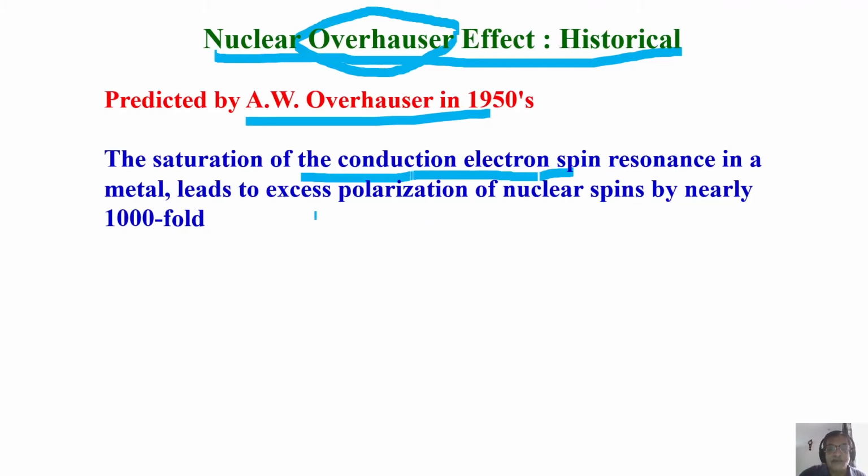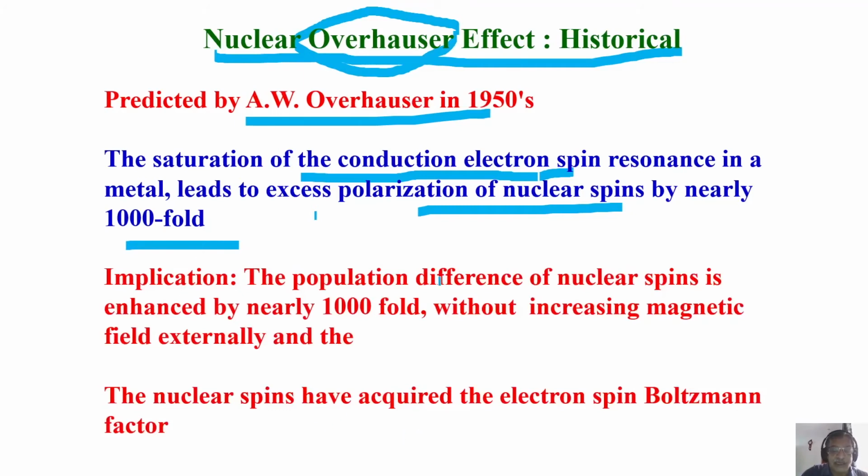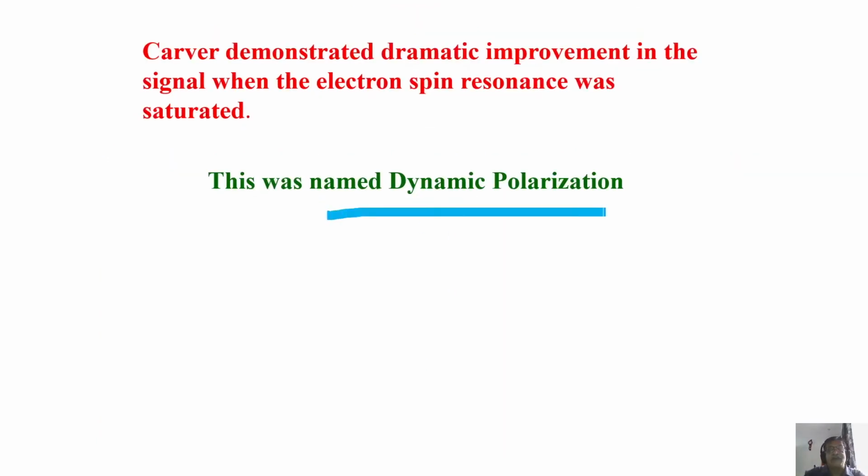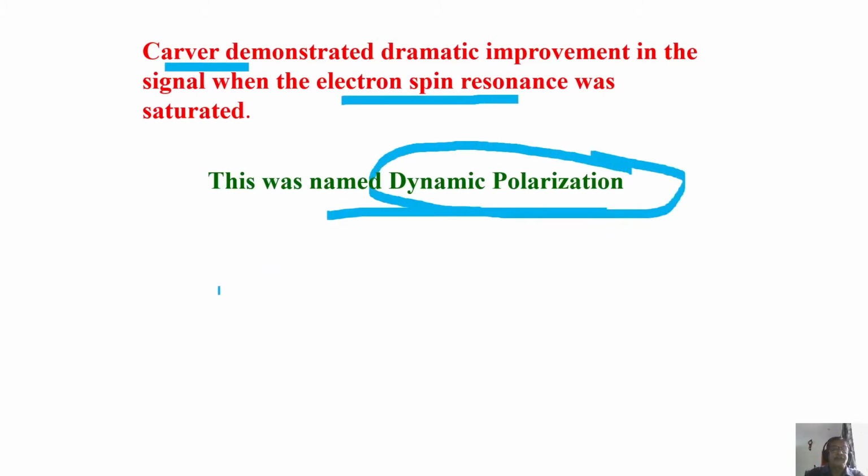Then what he says is, because of that, the nuclear spins get polarized, 1000-fold. This was the theory, and it means your signal intensity goes up 1000 times if you saturate an electron and observe the nuclear signal. It's a very interesting phenomenon, right? And this was even demonstrated experimentally by a person called Carver, and he called this dynamic polarization, where he hit the electron spin. When that was saturated, he observed a change in the intensity of the nuclear spin.